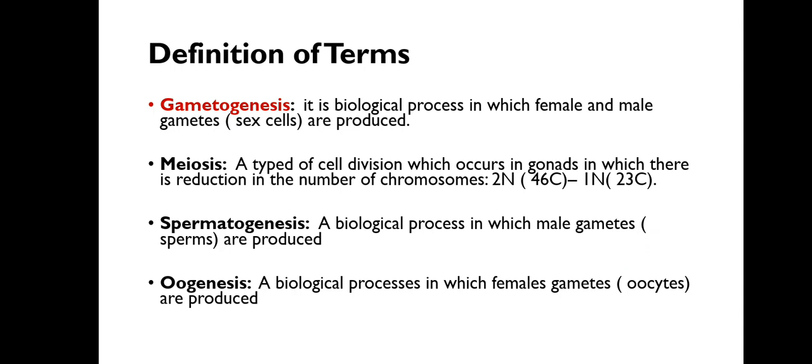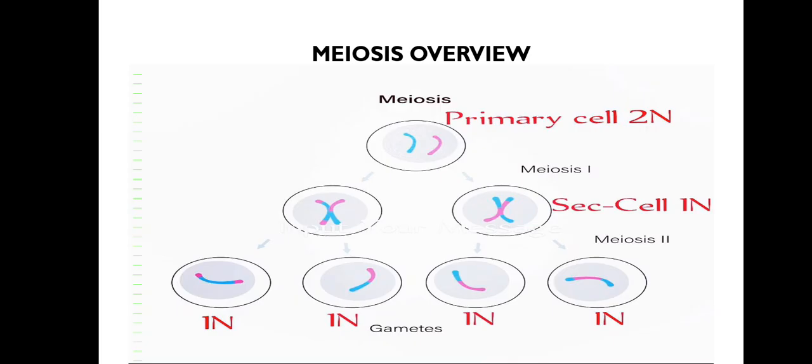And we have said that gametogenesis in males is called spermatogenesis because it's a biological process which involves the production of male gametes, or sperm. In females, we are calling it oogenesis, a biological process in which female gametes are produced. Now, this is a general overview of meiosis.